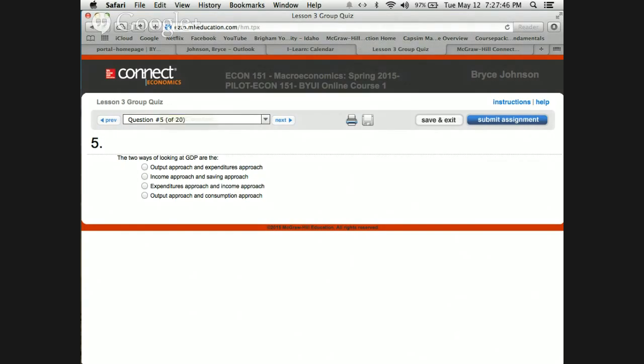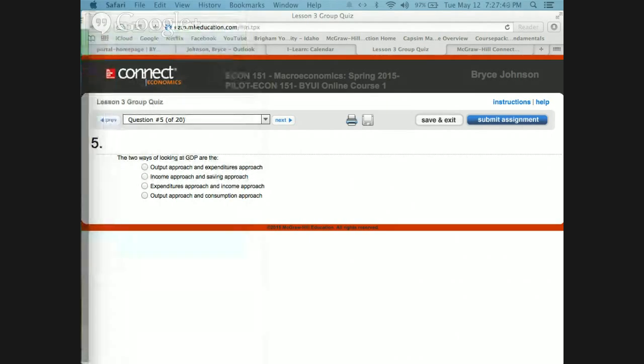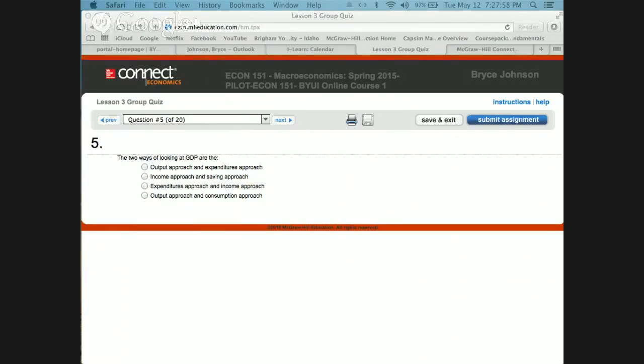What did you choose for number 5? 5? Yeah. For 5, I chose the expenditure approach and the income approach. Yeah, I got that as well. That's in the textbook. Yep.